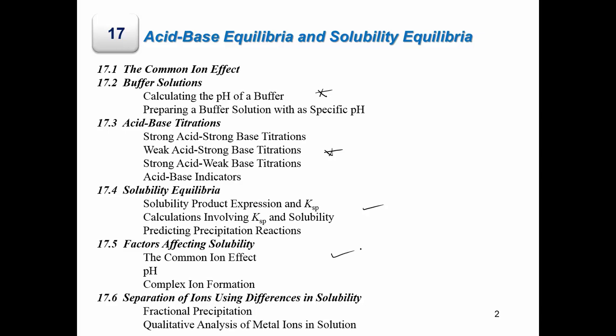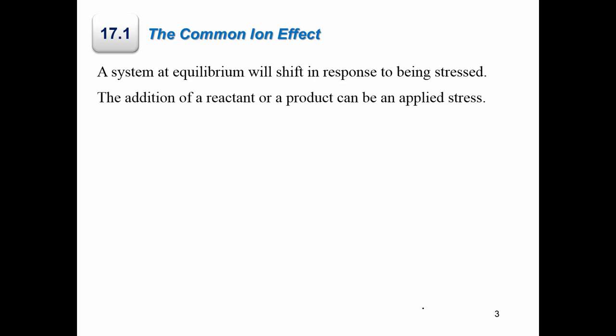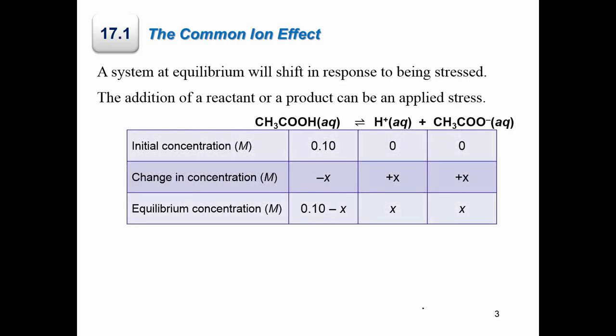This is a conceptual section, knowing the factors that affect solubility, and then we will separate ions using differences in solubility. So just as a review, Le Chatelier's principle states that a system at equilibrium will shift in response to being stressed. Now we can add a reactant or a product in order to apply stress. So for example, if we have this acetic acid equilibrium here, and we start with an initial concentration of 0.1 molar acetic acid, and we work out the ICE table, we can find the concentrations of our equilibrium mixture, as well as the pH of this equilibrium.